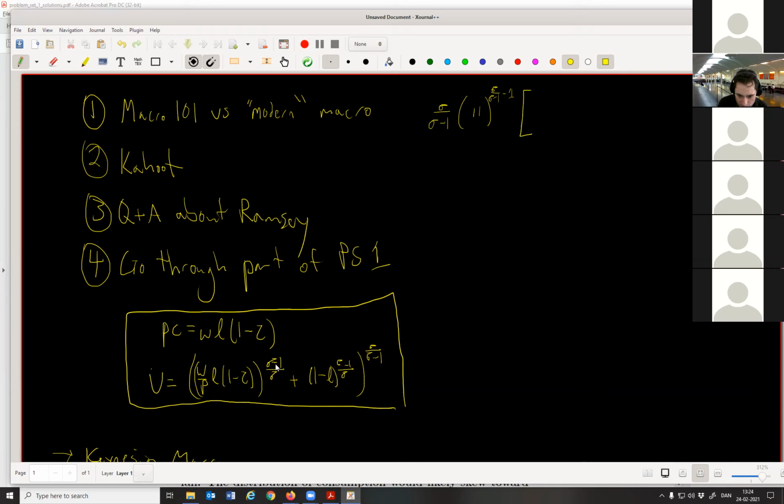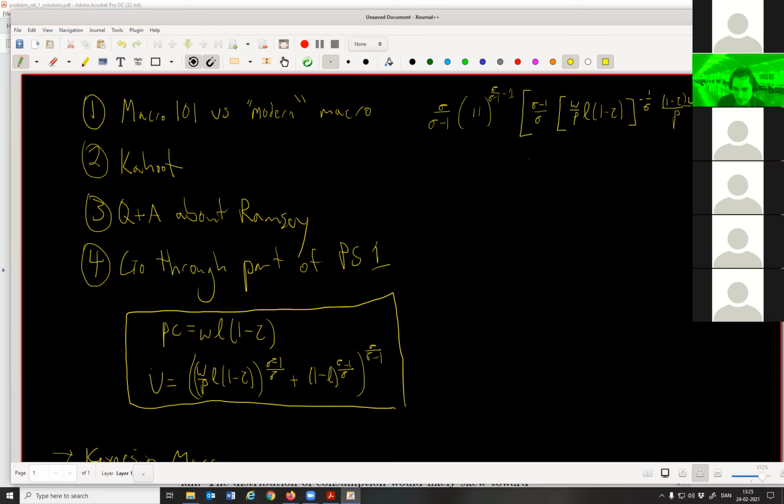So we're going to have sigma minus one divided by sigma times W divided by P, L, one minus tau, to the power sigma minus one divided by sigma minus one. It's going to be negative one over sigma. And then we still have what's inside here. So that's going to be one minus tau times W divided by P. One minus tau times W divided by P. So that was quite a long thing there.